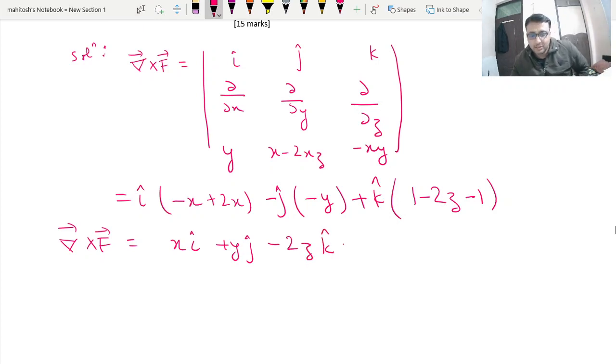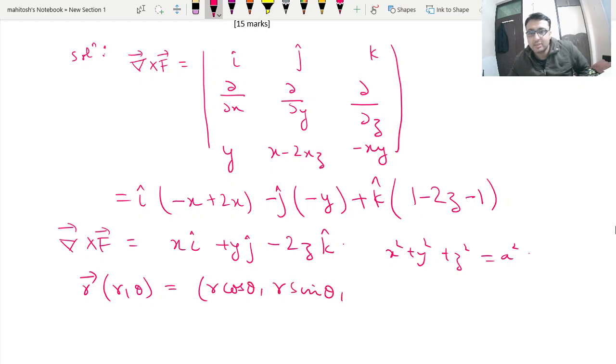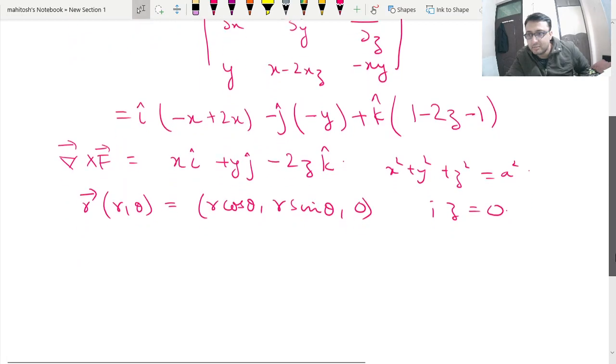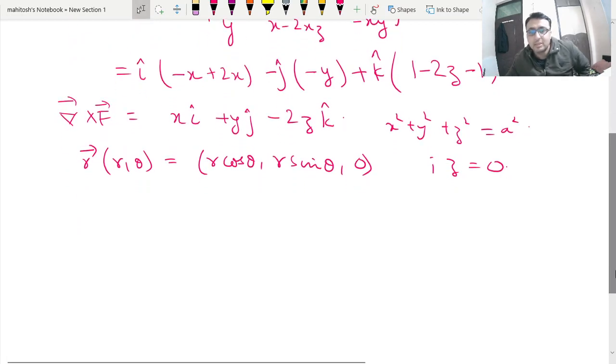Now it is given that the surface is a sphere x square plus y square plus z square is equal to a square above the xy plane. So we are interested in n cap, so we will parameterize this. We can write r in terms of r and theta: r cos theta, r sin theta, and above the xy plane z is equal to 0. This is what we have done in the previous question, that is the 7th question that we did last time, and we will follow the same standard procedure.